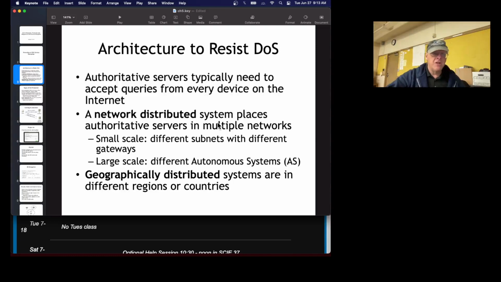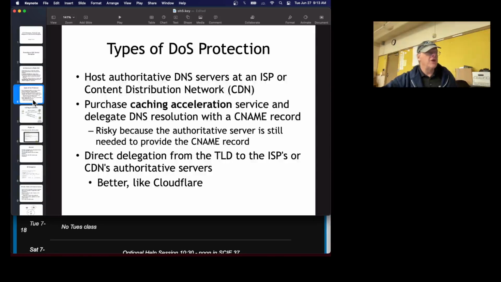Now, a network distributed system will place copies of that server in multiple networks. You can do it on a small scale with different subnets, and on a large scale with different autonomous systems, which means owned by different companies, like different internet service providers. You can also do geographical distribution, which is the strongest of all, where you have them in completely different countries, completely different locations, so that if one whole area goes down, another whole area can take up the traffic.